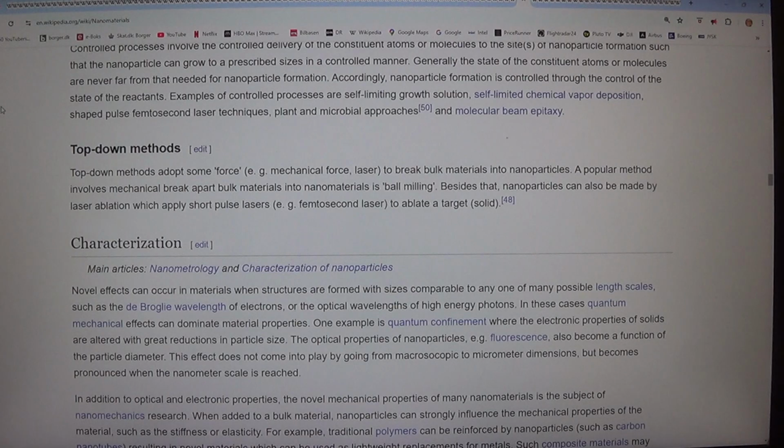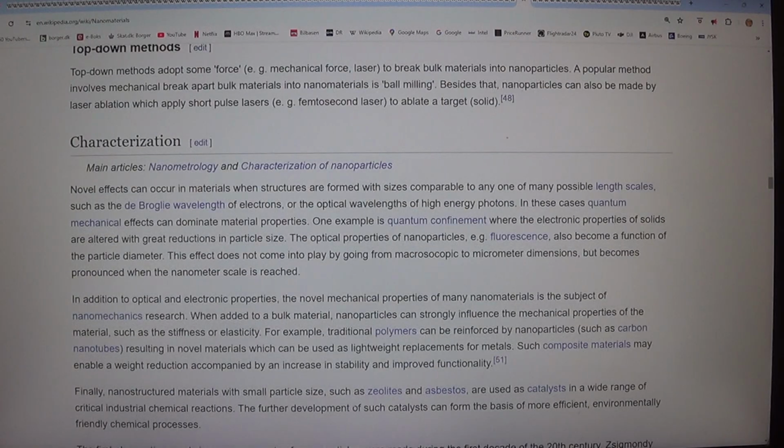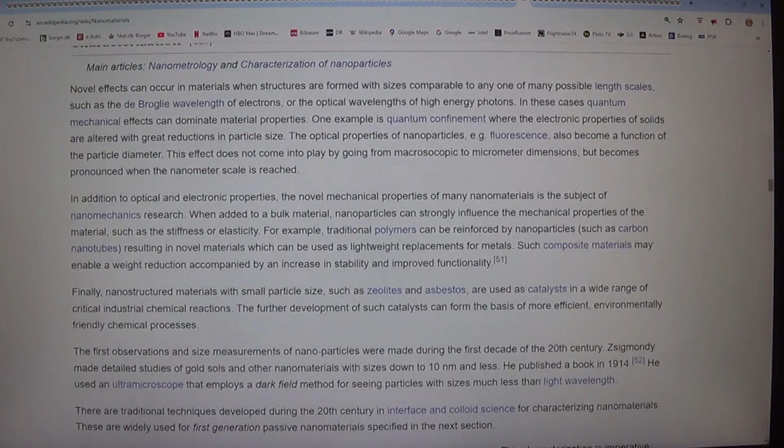Top-down methods adopt some force, e.g. mechanical force, laser, to break bulk materials into nanoparticles. A popular method involving mechanically breaking apart bulk materials into nanomaterials is ball milling. Besides that, nanoparticles can also be made by laser ablation, which applies short pulse lasers, e.g. femtosecond laser, to ablate a solid target.